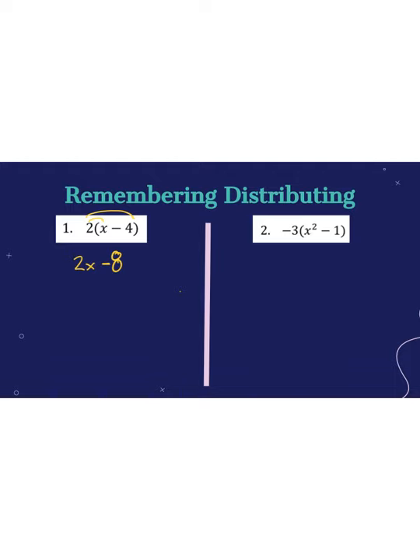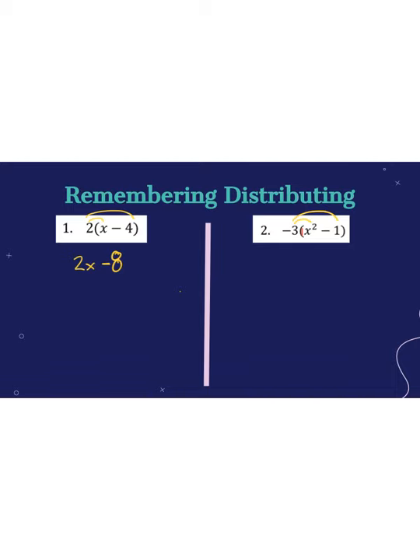Okay, we're going to do the same thing with number 2. Number 2 has negative 3 outside of the parentheses, and then x squared minus 1. So that negative 3 is going to get distributed to that x squared, and the negative 3 is going to get distributed to the negative 1. So a negative 3 times x squared, and you have to remember too that when there's no number in front of a x, there's actually a 1.